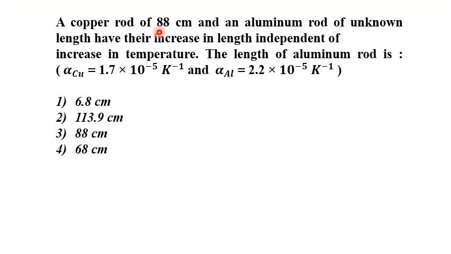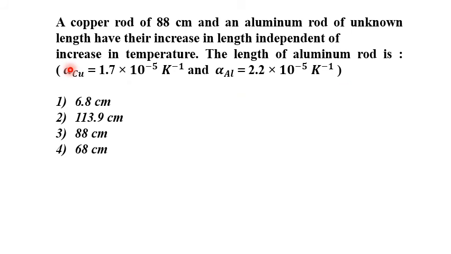A copper rod of 88 centimeter and an aluminum rod of unknown length have their increase in length independent of the increase in temperature. That means whenever the temperature difference is the same, the increase in length will be independent of the temperature. The length of the aluminum rod is what we are going to solve now.